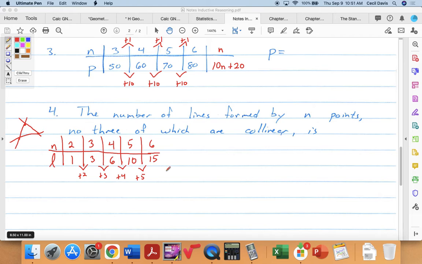But what if we had 100 points? You don't want to have to go through all of the ones in between in order to find what it is for 100 points, right? So we'd like to find some sort of a pattern. Now notice, what's the difference between all of these? 1. We get a third. Isn't that quadratic? Yes, this is going to be a quadratic pattern.